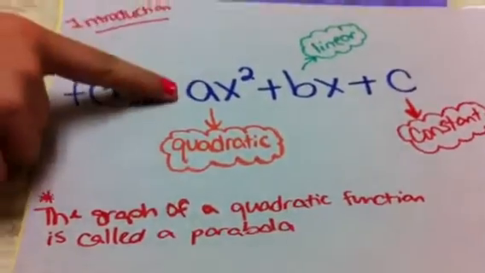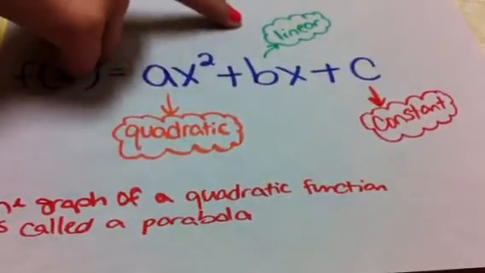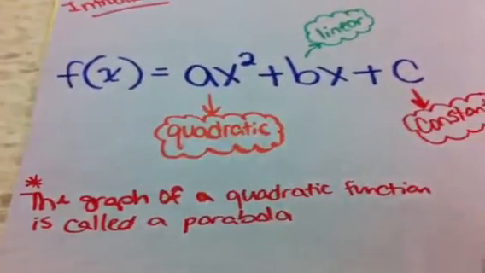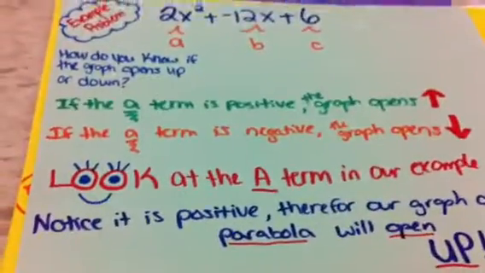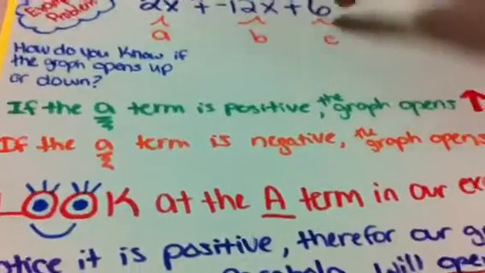This is our A term, which is our quadratic term. This is our B term, which is our linear. C is our constant. The graph of a quadratic function is called a parabola. Here's our example problem up at the top. Notice term A, B, and C.